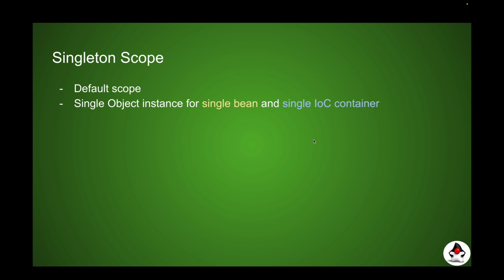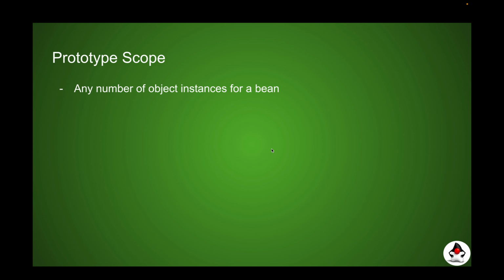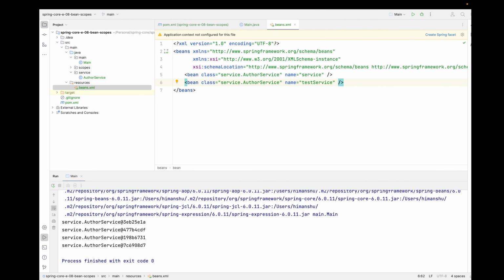So that was it about singleton scope. Now the next scope is prototype scope. This can create any number of object instances for a bean or for a class. Whenever you try to access a bean of particular type, you will get a new instance every time.